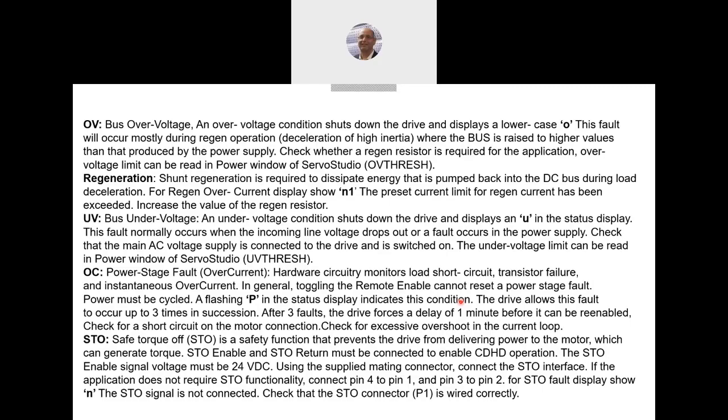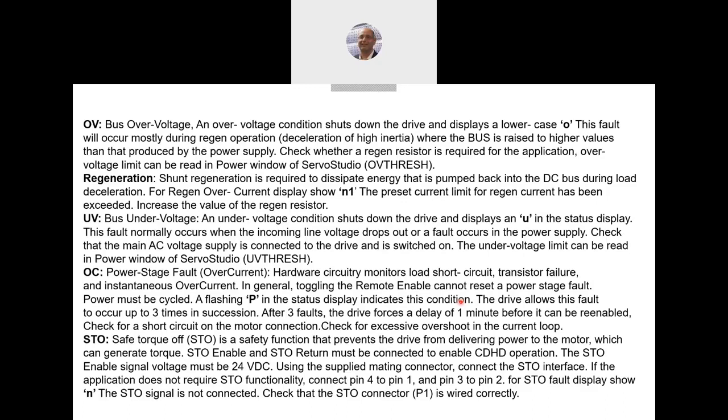It has happened many times that the customer connects the logic and then says the drive doesn't work, because you get an undervoltage. Look at the 7 segment, you get a small u, and make sure that the L1 and L2 are connected.